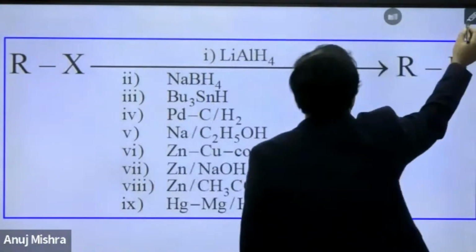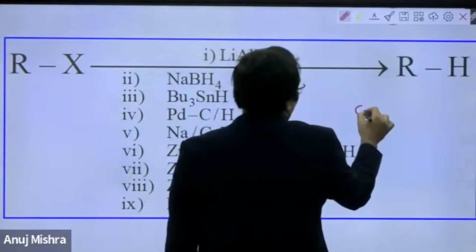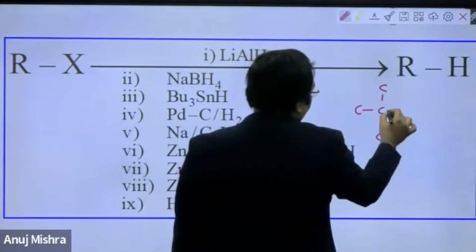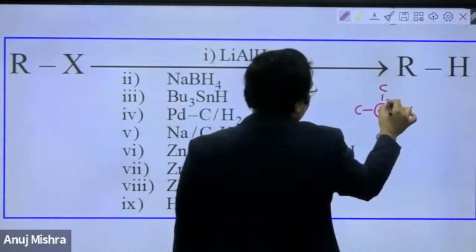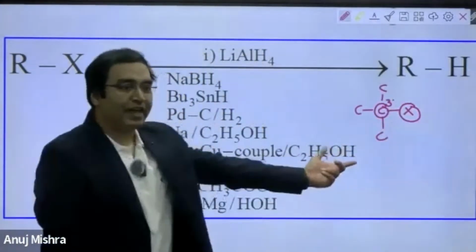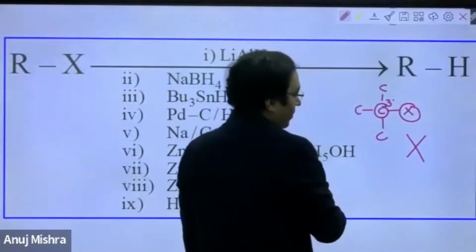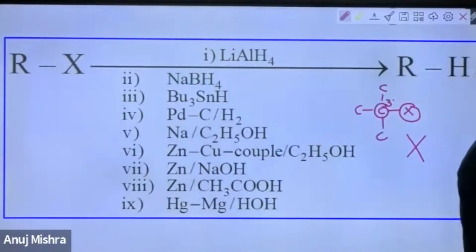RX cannot be 3 degree means, let's say I give you something like this kind of R. So this carbon is a 3 degree carbon and this X is connected with a 3 degree carbon. So this is a 3 degree halide, right? So this kind of RX are not allowed. RX cannot be 3 degree for these kind of reactions. Can anyone tell me the reason for the same?